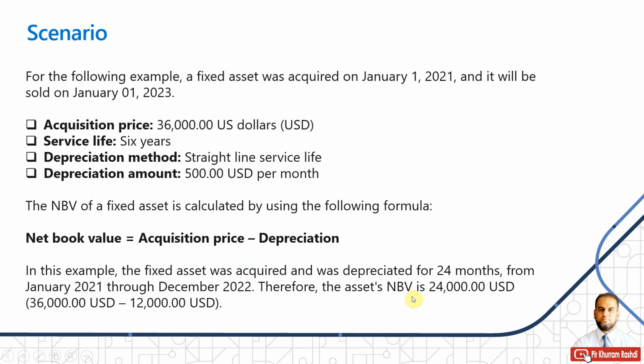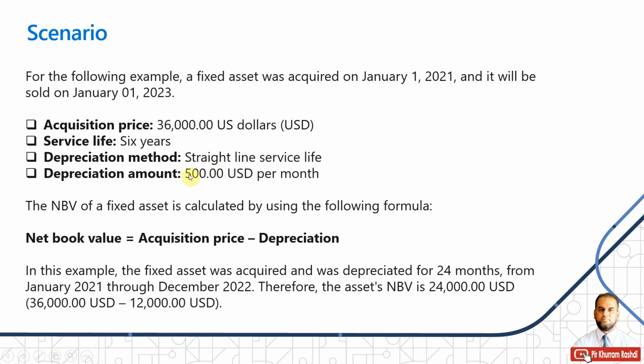And now we discuss the scenario in which the asset was acquired on January 1st, 2021, and it was sold on January 1st, 2023. The acquisition price is 36,000 and the service life for the asset is 6 years. The depreciation method is straight line service life, and once you divide the 36,000 acquisition cost by 6 and by 12, that is 12 months and 6 years, the per month value for depreciation will be 500 USD, and since it's straight line service life, an equal amount will be expensed out each month.